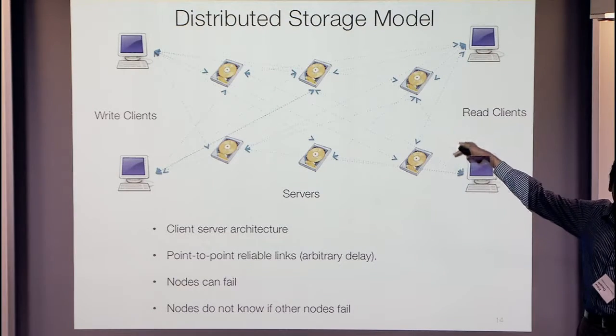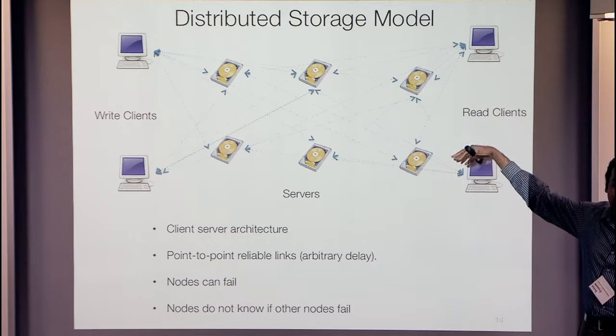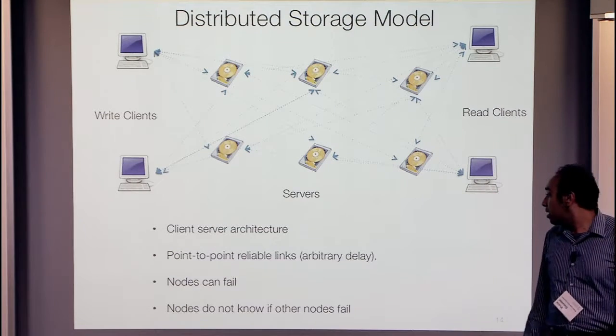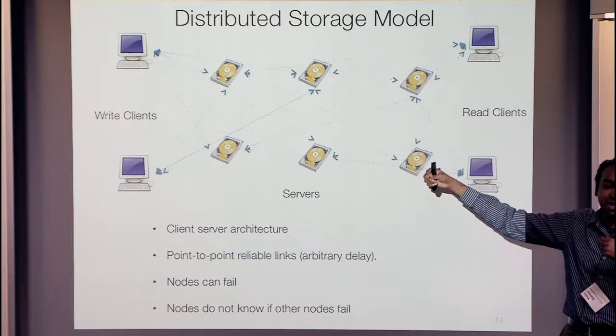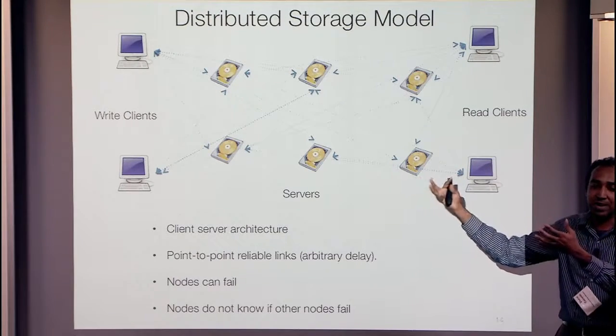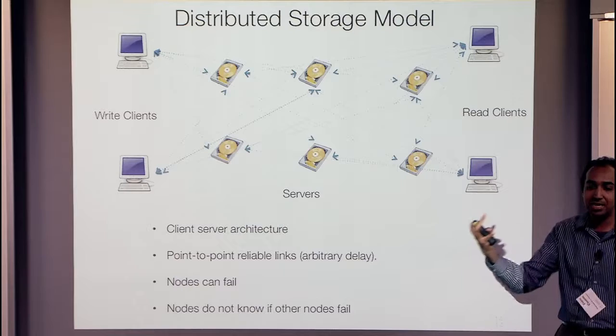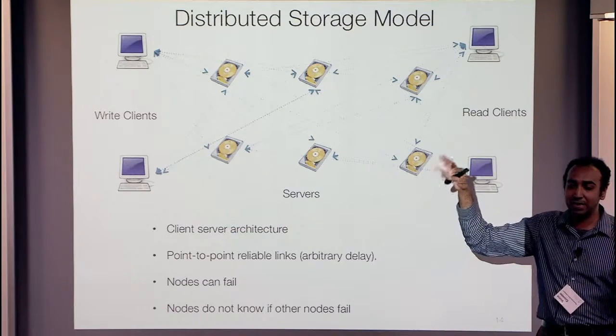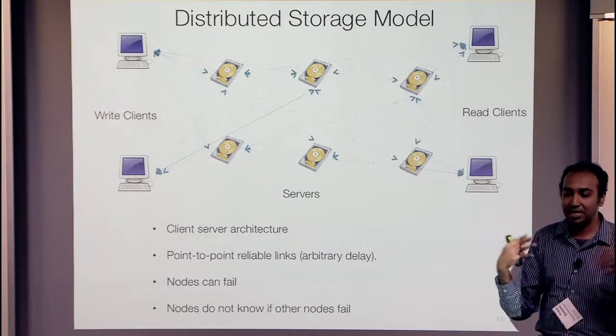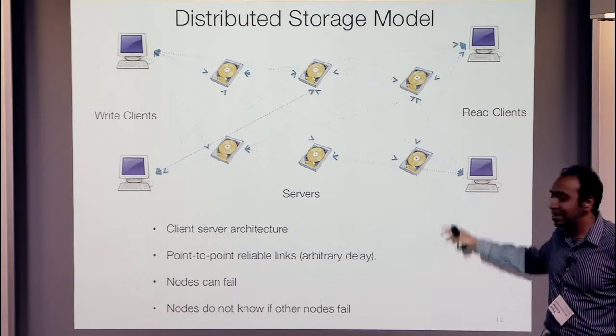Nodes can fail. Both the server nodes and client nodes can fail. But it's a distributed architecture, so I don't know when another node fails, or anything about the state of any other node, except from the messages that I exchange. I know the topology, but I don't know the current state, or whether a node has failed, except from the messages. So I think this is a good model.